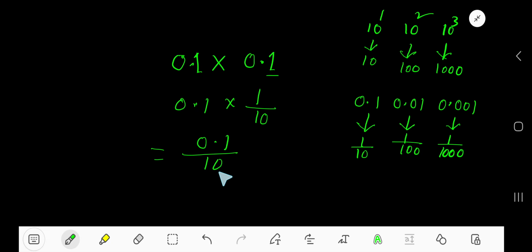This 10 is a power of 10. Just count the number of 0s and move the decimal point from right to left 1 digit. That is here. 0.01. 0.01 means 0.01, and this is the answer.